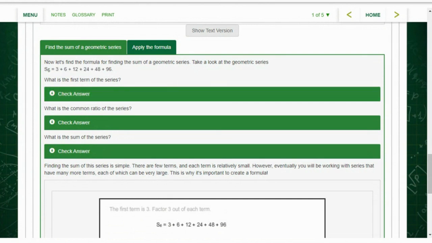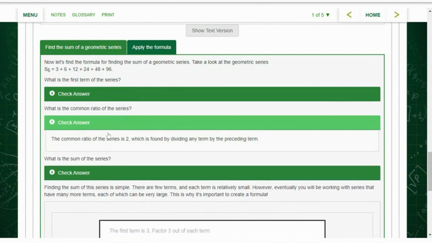What is the common ratio of this series? Well, if the sequence is 3, 6, 12, 24, 48, the common ratio must be a 2, right? Because that's what it's multiplying by. Multiplies by 2. So we check that. The common ratio of the series is 2, which is found by dividing any term by the preceding.